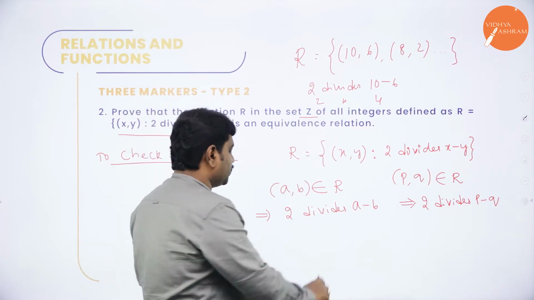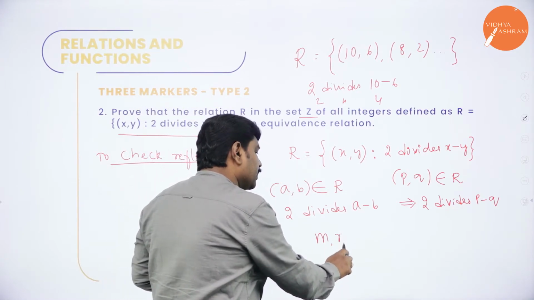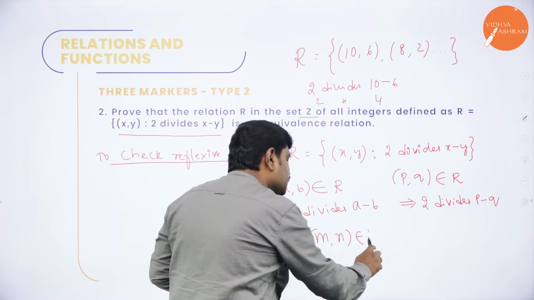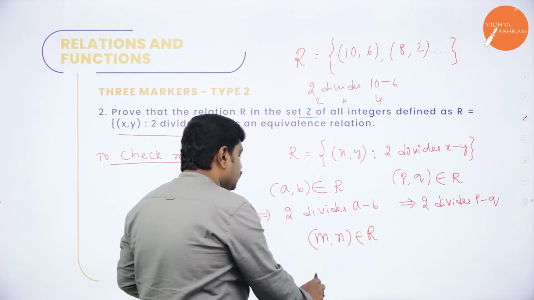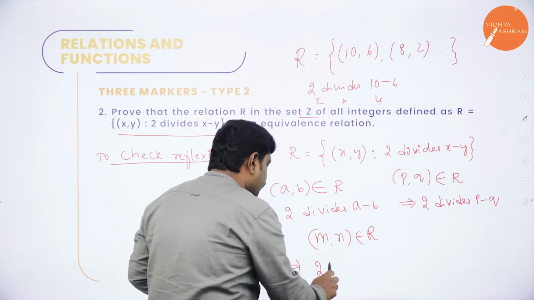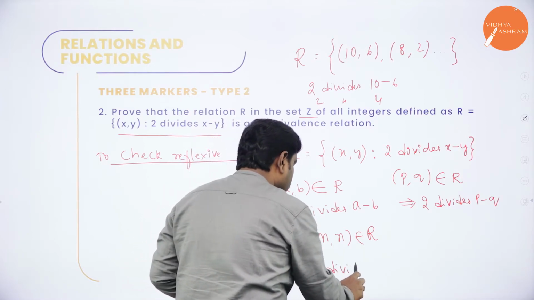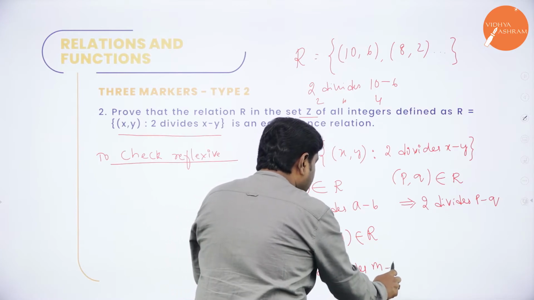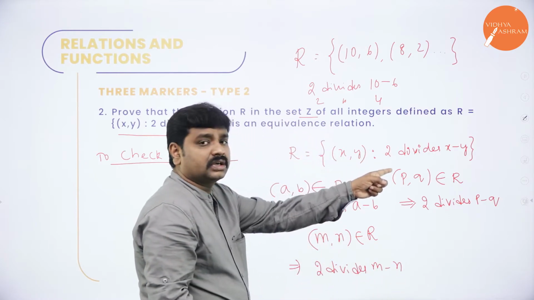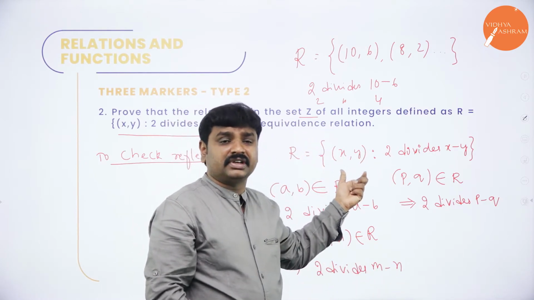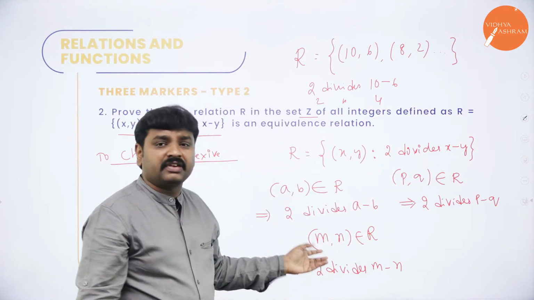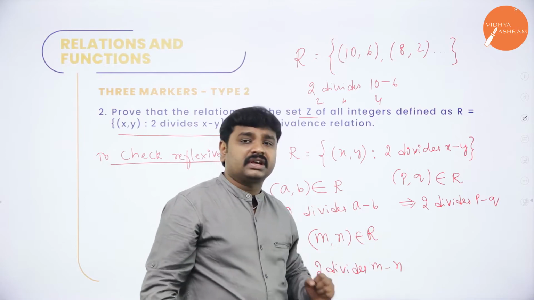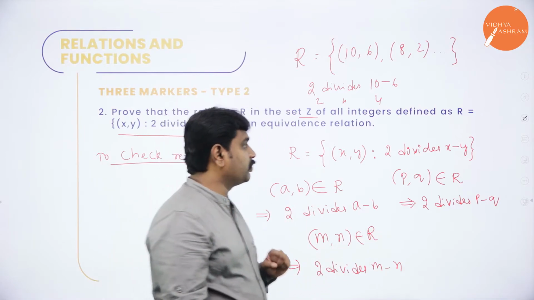Answer me. If I say (M, N) belongs to R, what does it mean? (M, N) belongs to R means 2 divides M minus N. Understood? I am writing the second step. In the question they clearly gave that if (x, y) belongs to R, then 2 should divide x minus y. Similarly, if (M, N) belongs to R, then 2 should divide M minus N.